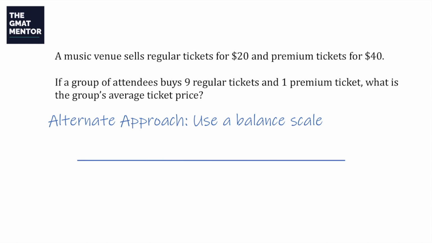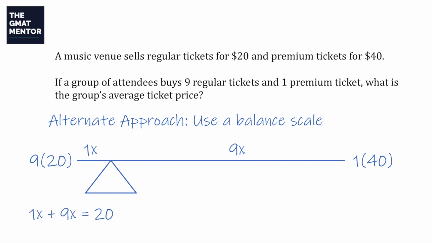First, draw up the scale and put the two quantities on either end. Then, because there are more regular tickets than premium tickets, you can put the balance point nearer to 20. So here's the key step. Since the ratio of the tickets is 9 to 1, you can replicate that ratio in the distances as 1x to 9x. Just make sure you flip the ratio so that the shorter distance 1x goes with the bigger quantity 9. What we don't know is the ratio multiplier x. But we know that 1x plus 9x adds up to 20, and from there we can solve for x.